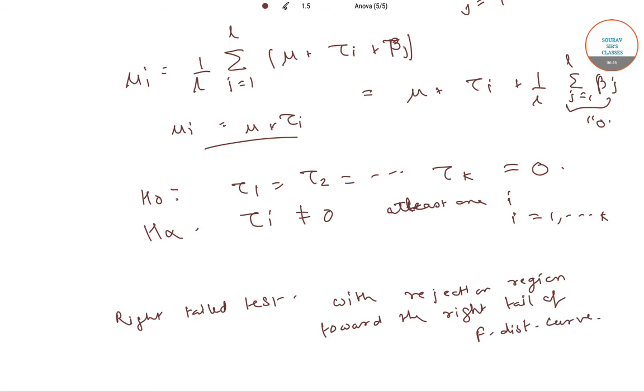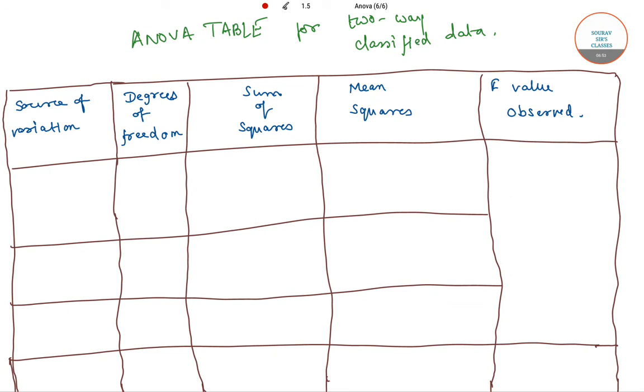So now we will draw the ANOVA table for two-way analysis. This is the ANOVA table for two-way classified data. In the first column we have source of variation. The different sources of variation are, number one, between the levels of factor A. Next is between the levels of factor B. Next is error.